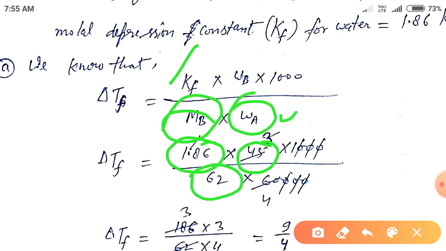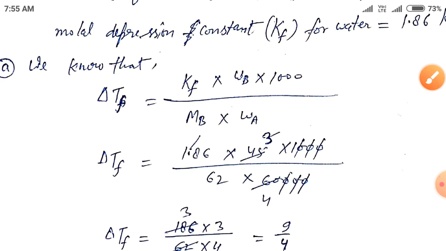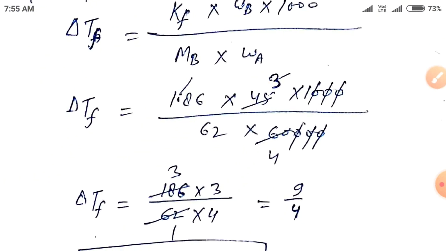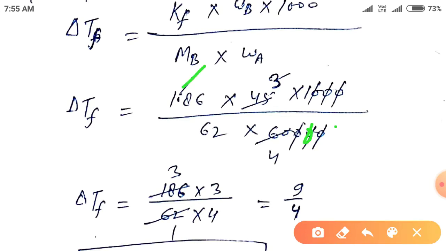And WA, this is the mass of solvent. It means the mass of water in grams. That is 600. Okay. Now first of all we remove this decimal point and add two zeros here. And second step, we cancel these three zeros from denominator to the numerator.